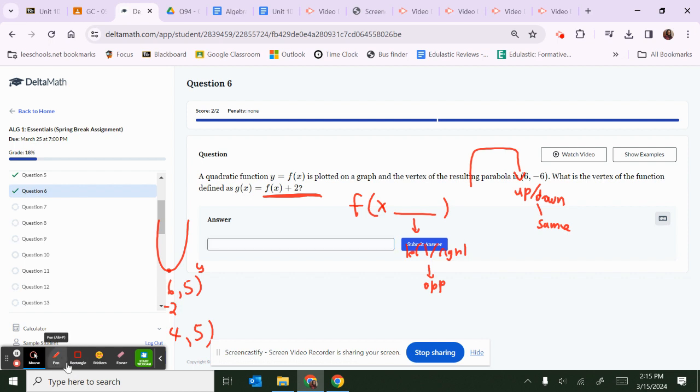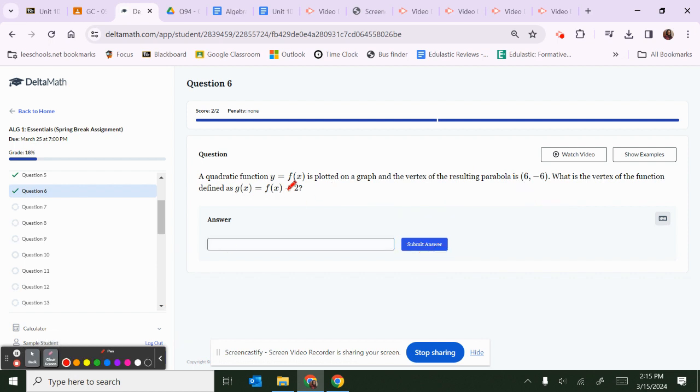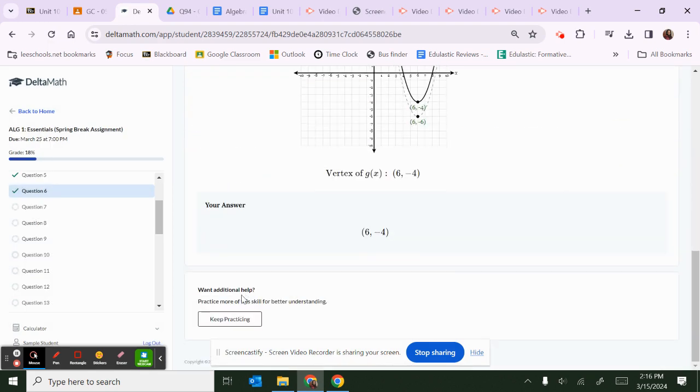If I look at this one, I see a positive 2 on the outside. So that means I'm adding 2 to negative 6, and my x stays the same. So 6 in front stays the same. Negative 6 plus 2 is negative 4. Again, with practice, you'll be able to get there too.